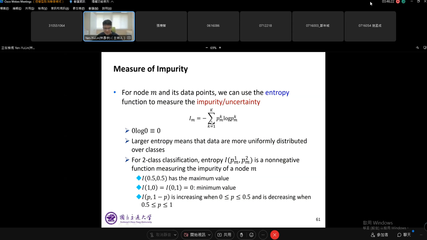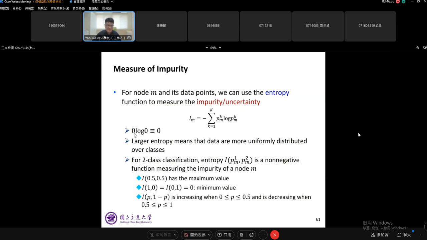This operator considers all possible classes. There are capital K classes. So lowercase k is used to index every possible class. Inside the sum operator, we calculate p_m^k log p_m^k. So this is the definition of entropy. It is used to estimate the degree of impurity.